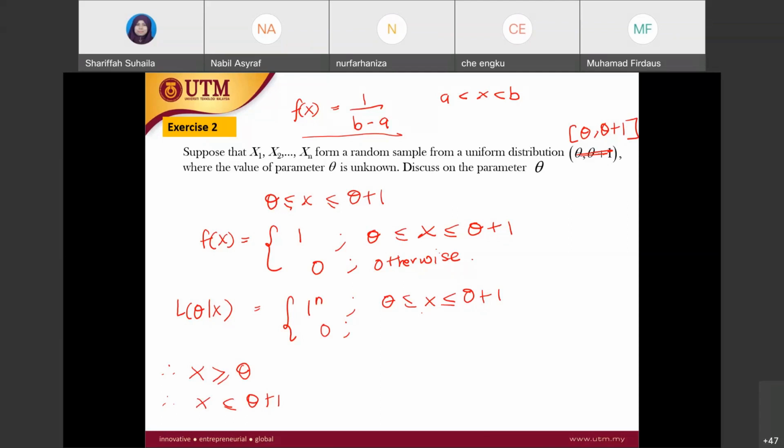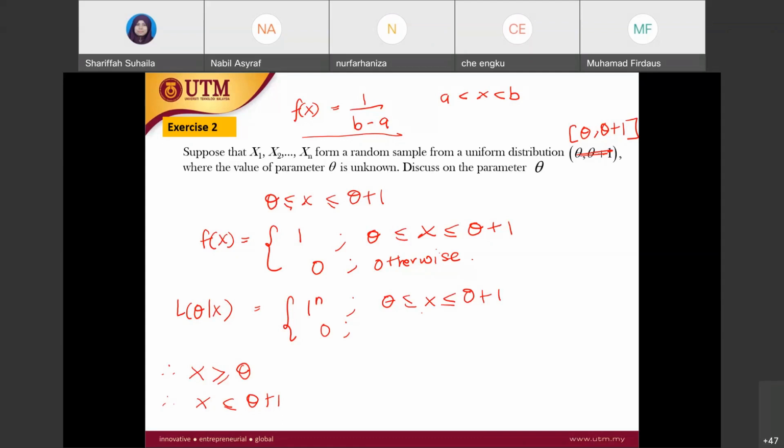If we arrange in terms of ordered statistics, and differentiate, take ln and so on, it does not give any meaning. The answer is that theta hat should be an ordered statistic. But in this case, we have two alternatives: either your xi is greater than or equal to theta, or your xi is less than or equal to theta plus 1.